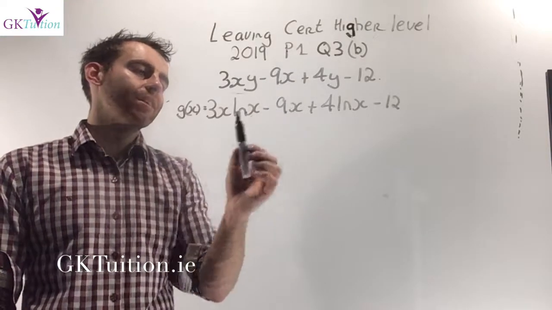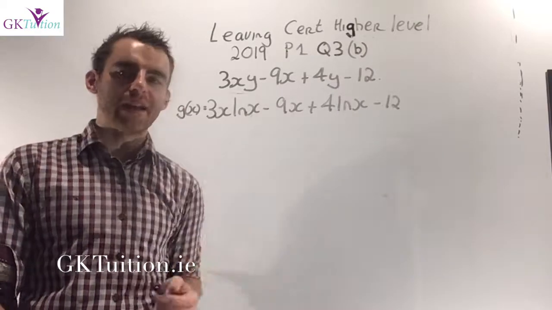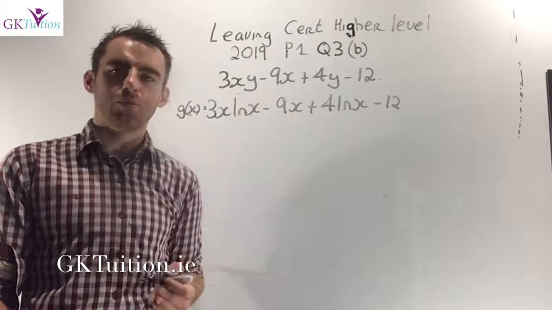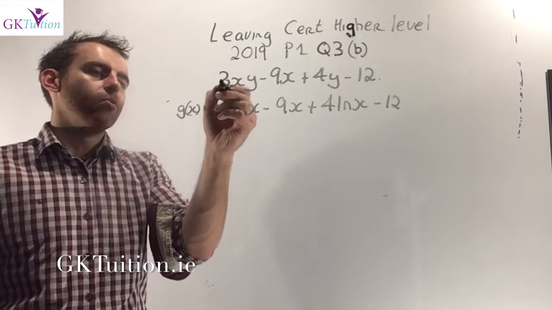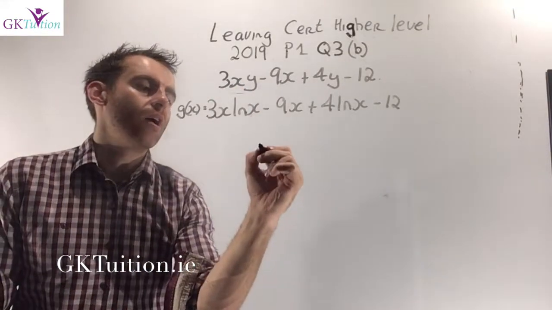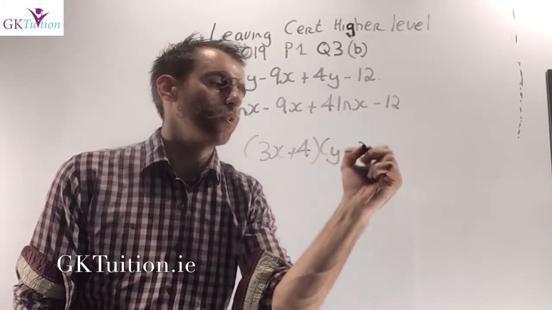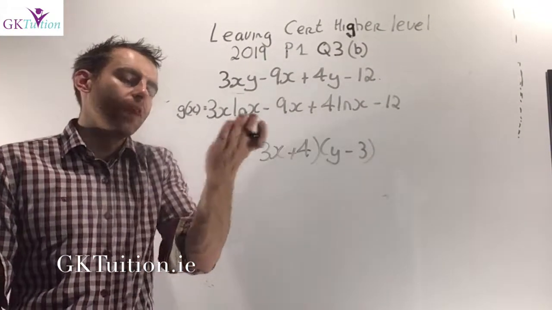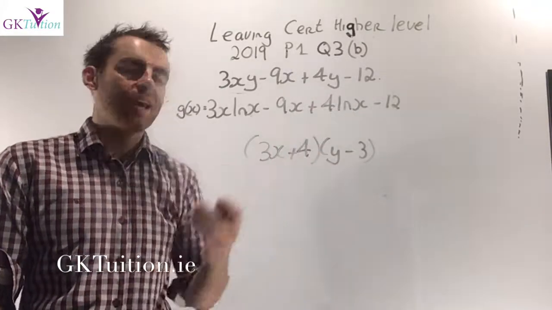Minus 9x stays the same, minus 12 stays the same, but in the third term instead of a y I have ln x. So basically all they've done is they've substituted ln x for y. Now you should realise that in the first part of the question we factorised 3xy minus 9x plus 4y minus 12 and we got 3x plus 4 times y minus 3. If you factorise the top, that's what you get. So obviously if I factorise the bottom, I'm going to get the exact same thing, just instead of a y, I'm going to have an ln x.